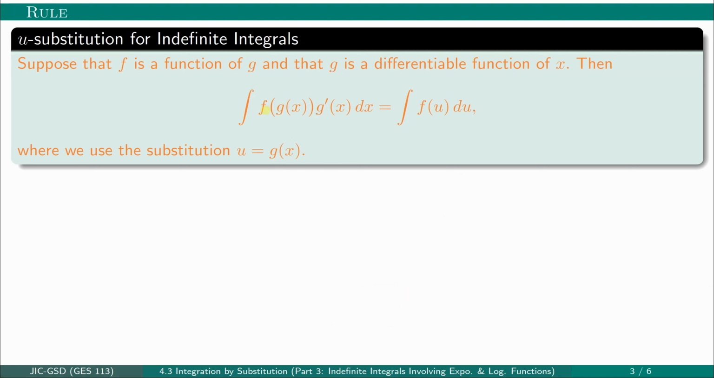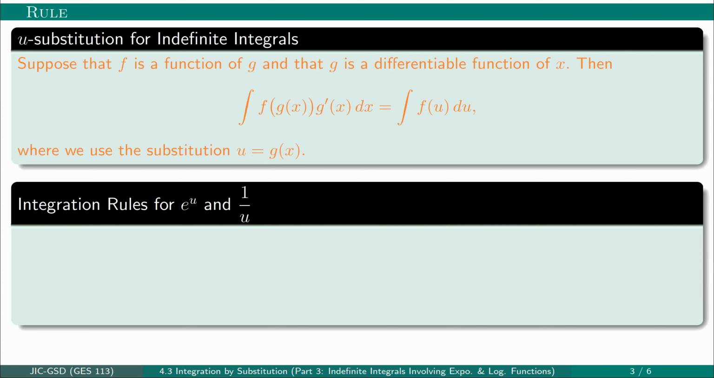We have the integral of f of g of x multiplied by g prime of x dx. This is equal to the integral of f of u du, where we have used the substitution u is equal to g of x. We will also list two important rules. The first one is the integral of e to the u du, which is e to the u plus c. And the second one is the integral of du divided by u, which is equal to ln of the absolute value of u plus c.